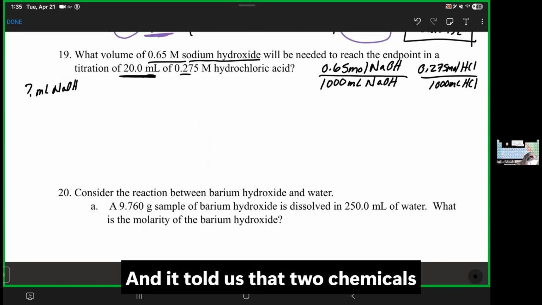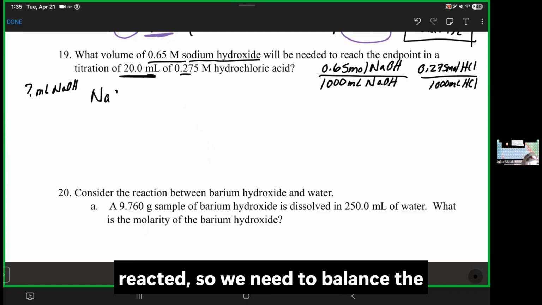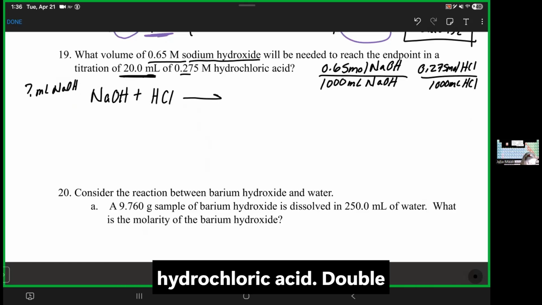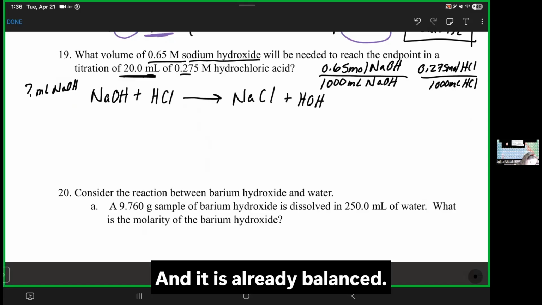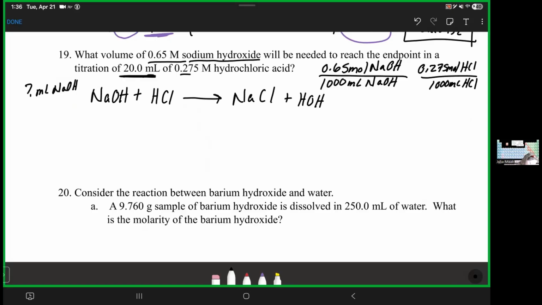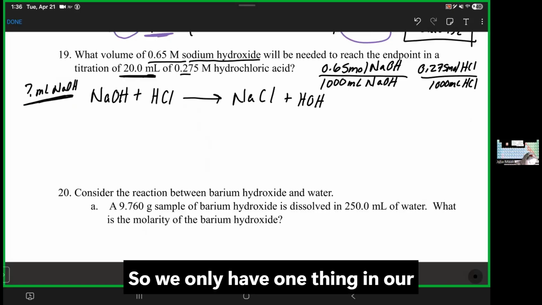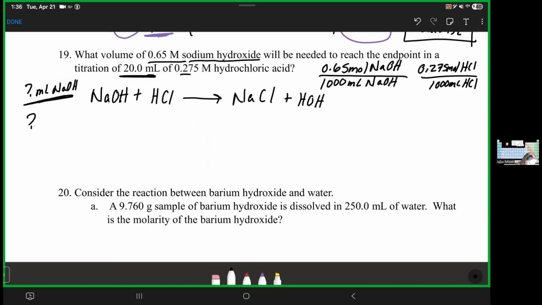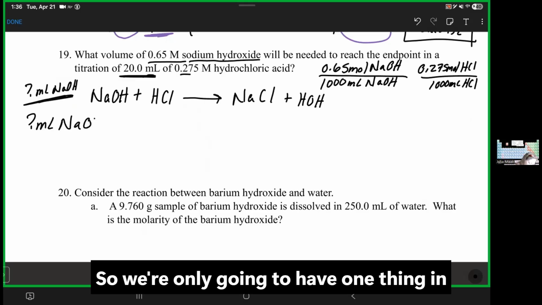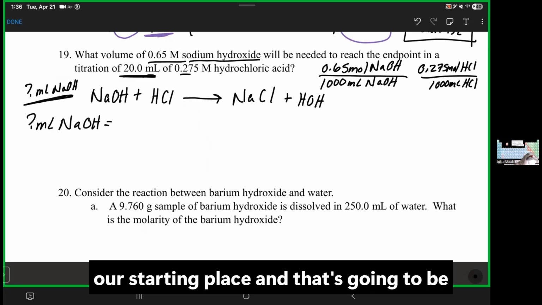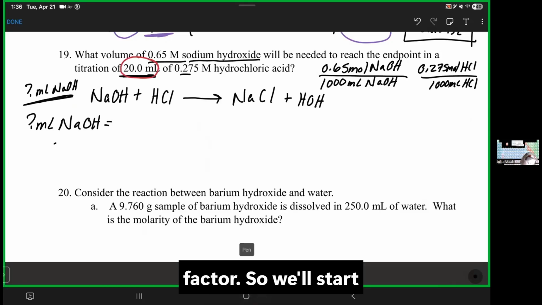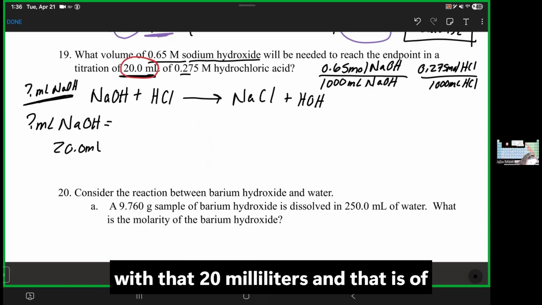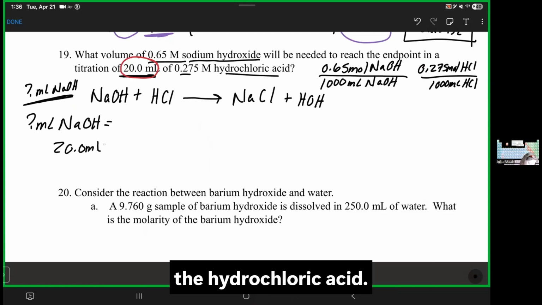Okay, and it told us that 2 chemicals reacted. So we need a balanced equation. Sodium hydroxide with hydrochloric acid. Double replacement reaction. And it is already balanced. So we only have one thing in our question. How many milliliters? So we're only going to have one thing in our starting place, and that's going to be our number that is not a conversion factor. So we'll start with that 20 milliliters, and that is of the hydrochloric acid.